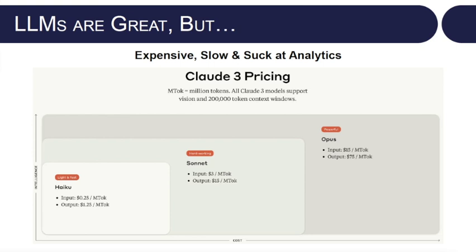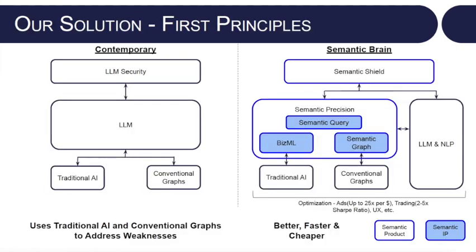LLMs are great. ChatGPT was a great breakthrough. However, LLMs can also be very expensive, slow, and they can suck at analytics as well. To address this problem, we came up with a parallel architecture that executes traditional AI, conventional graphs, and LLM in parallel, and intelligent orchestration is done using semantic precision. This results in better, faster, cheaper solutions.